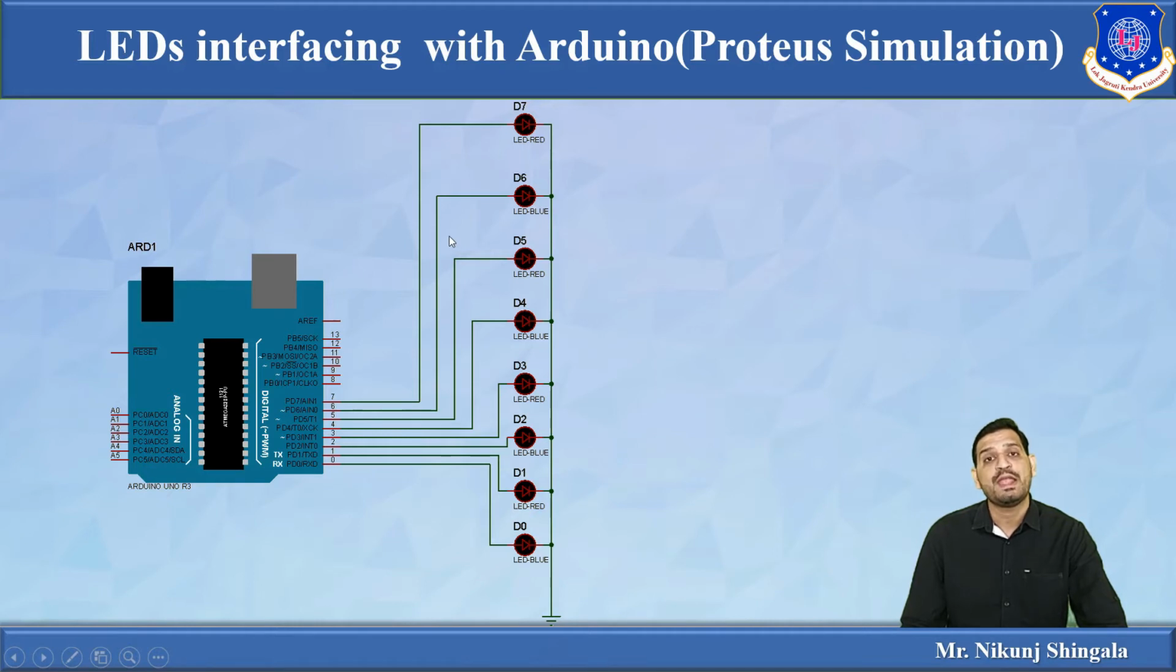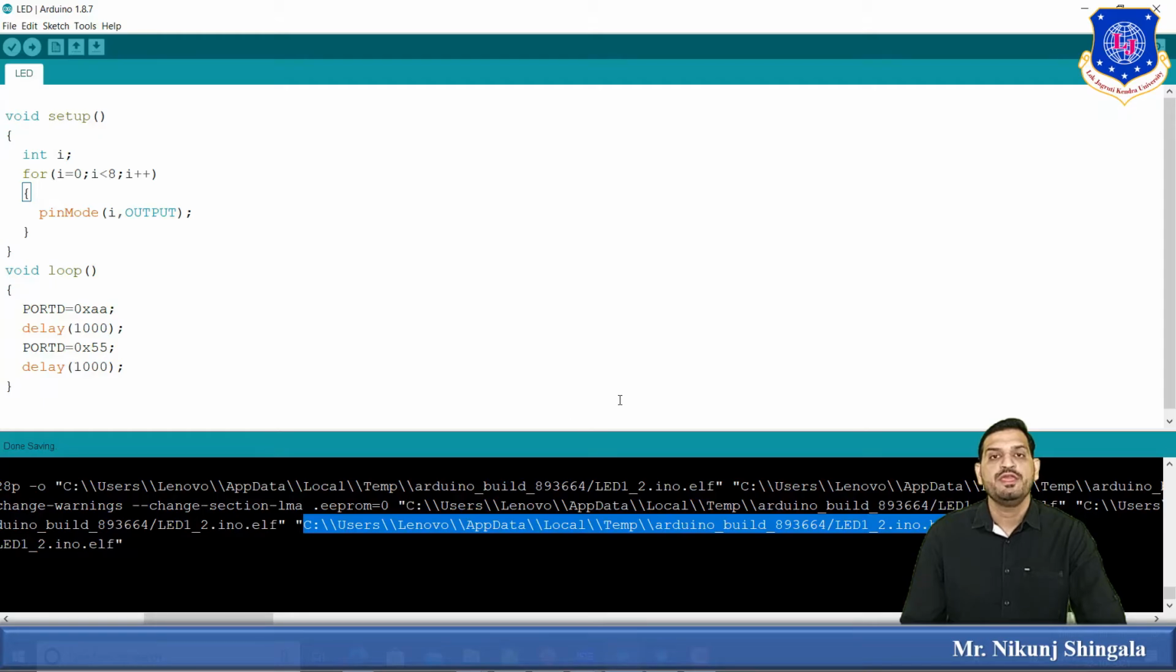Okay, now first let us understand the Arduino code, and then we will see the Proteus simulation. Here you can see this Arduino IDE sketch. I have written one program. Initially there is void setup, where we define which pin will work as an input or output pin. Here I have taken one for loop.